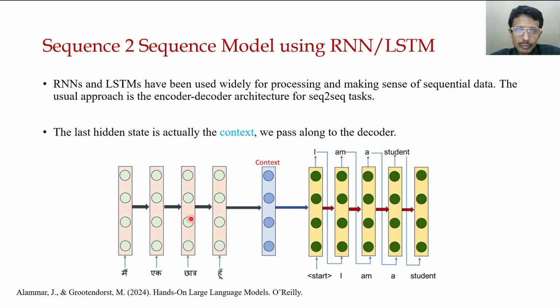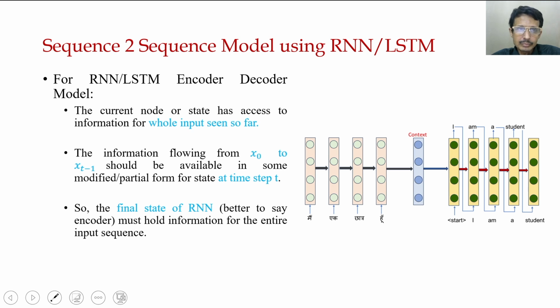Now, what is required to make this kind of model very successful? That we have to understand. The current node of the state has access to the information of the whole input seen so far. That is very interesting here.